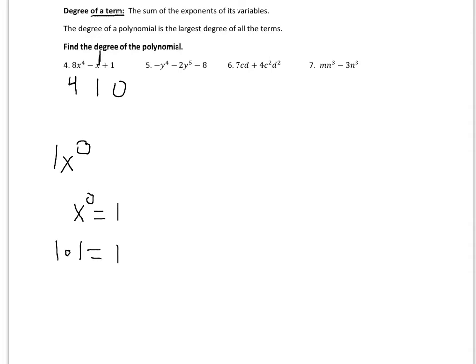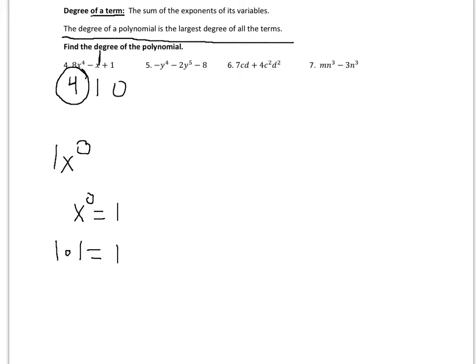So remember, any constant, the degree is 0. So find the degree of the polynomial. Look back up. The degree of the polynomial is the largest degree of all the terms. Well, what's the largest degree of all the terms? 4. So that is the degree of that polynomial. So go ahead and press pause and just try number 5, guys. Okay?